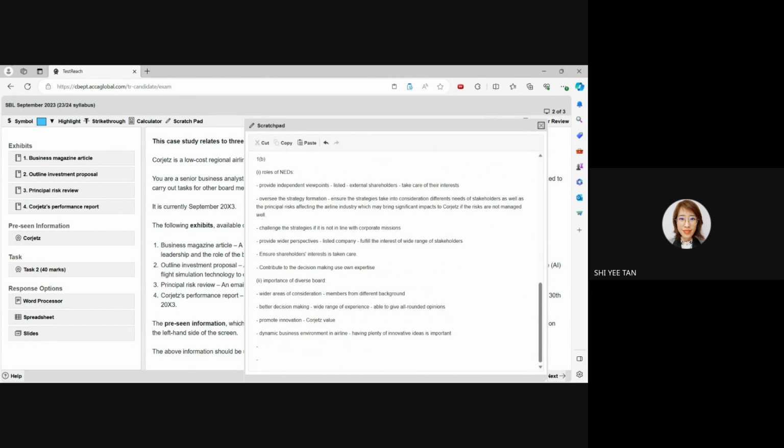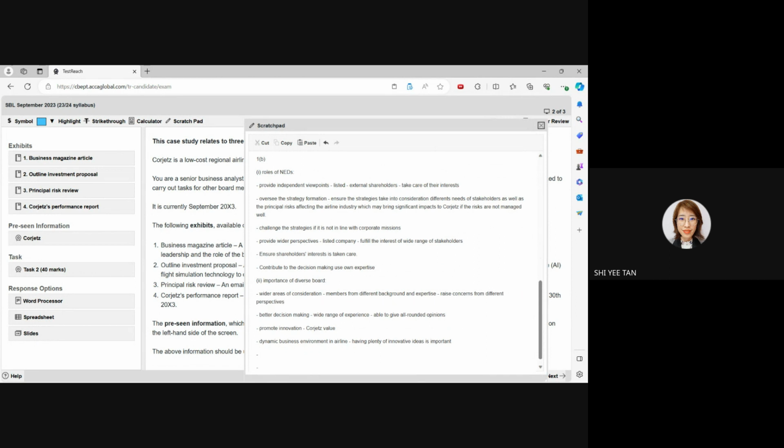So having said that, the first point I haven't done: members from different backgrounds and expertise will be able to raise concerns from different perspectives, and we will have different ideas and different perspectives that the board can consider when they make strategy.